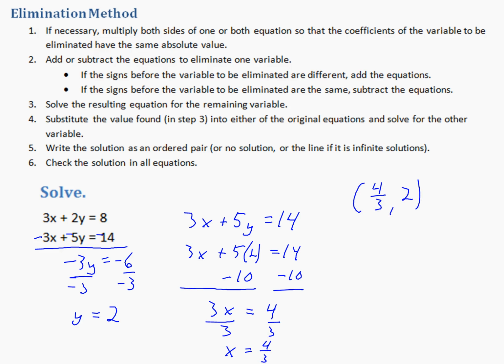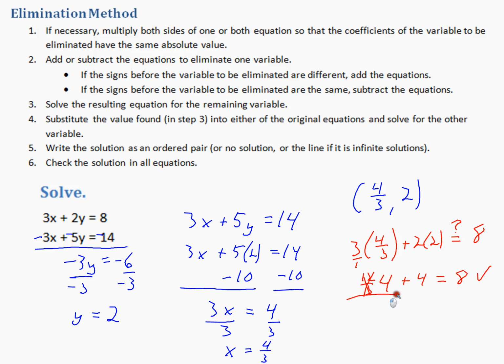And then we can go ahead and check this. So we're going to put these numbers in. So we have 3 times x, which is 4/3. I'm using this first equation, plus 2 times y, which we found was 2. And we want to see, does that equal 8? Well, 3 times 4/3, we can think of this over 1. So this is 12 over 3, which is really just 4, plus 2 times 2 is 4, which is equal to 8. So that works.